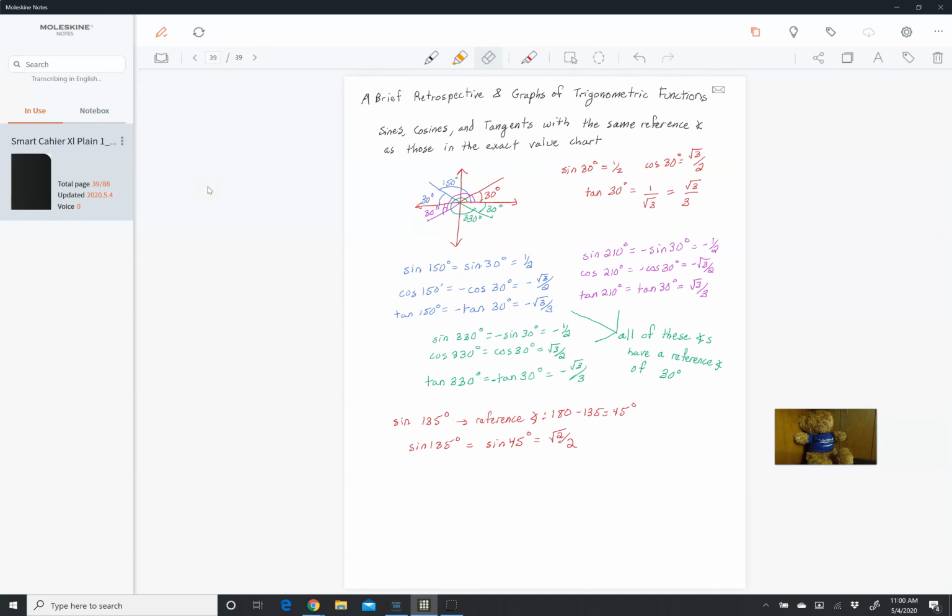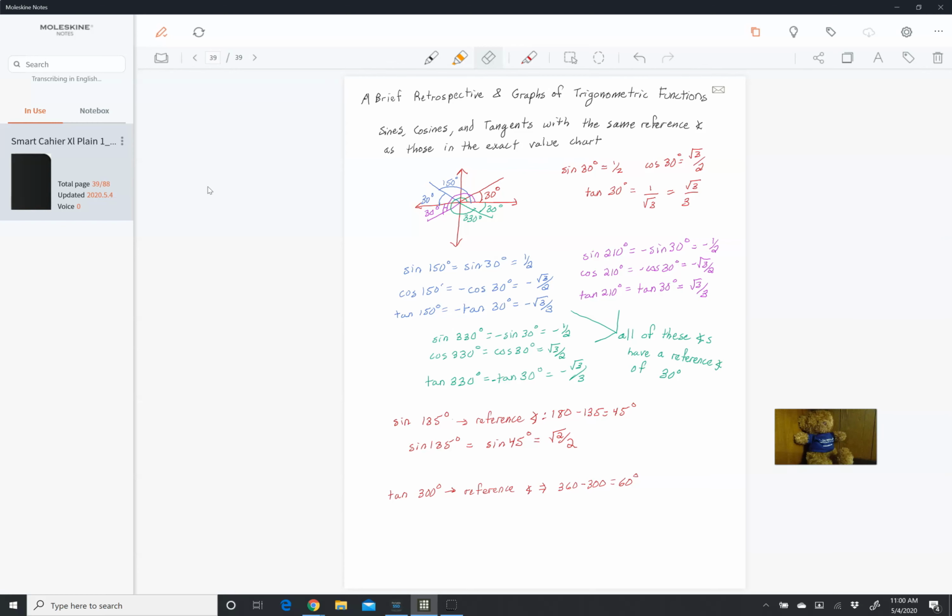Okay, let's say that we wanted to find the tangent of 300 degrees. Once again, we have to find our reference angle first. So 300 degrees is in quadrant 4. In quadrant 4, we take 360 and we subtract the angle. So we get 60 degrees.